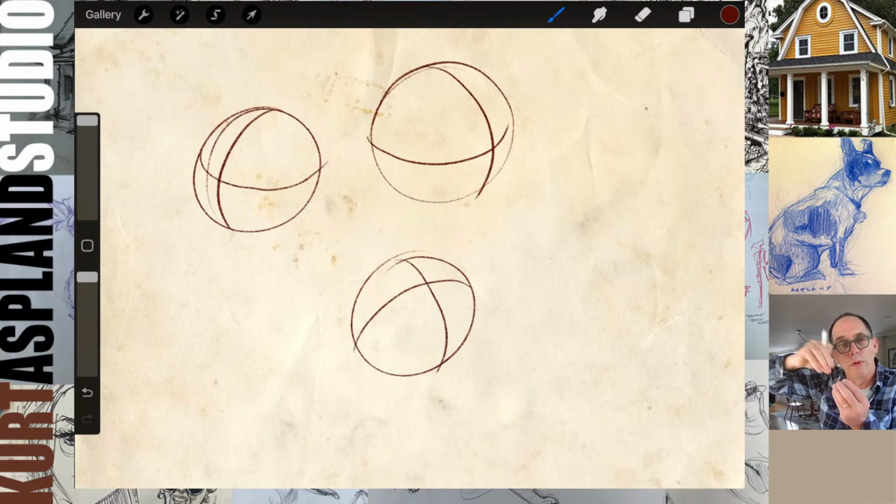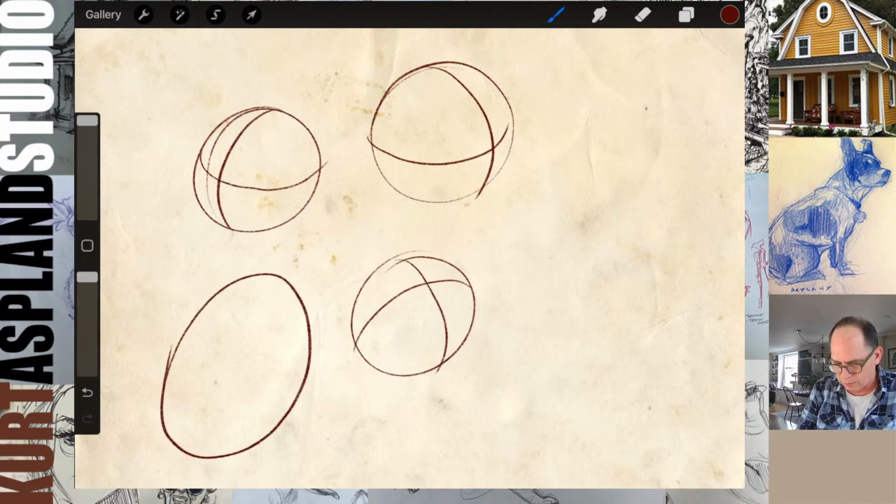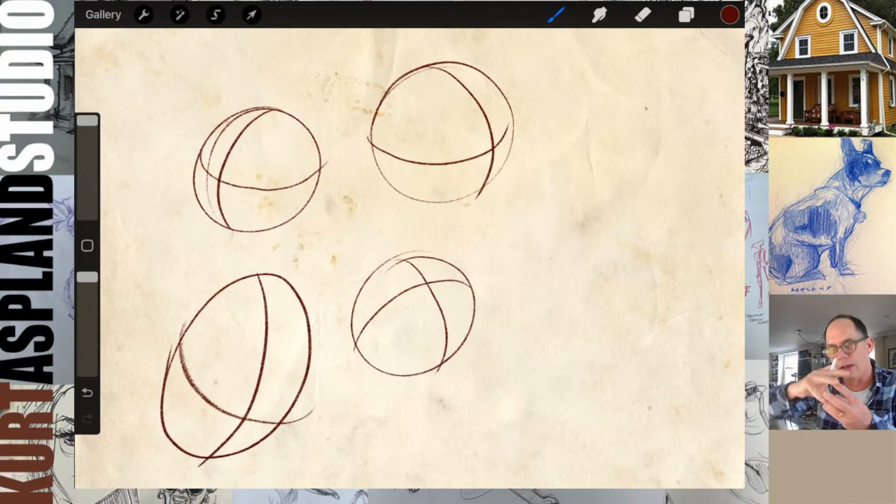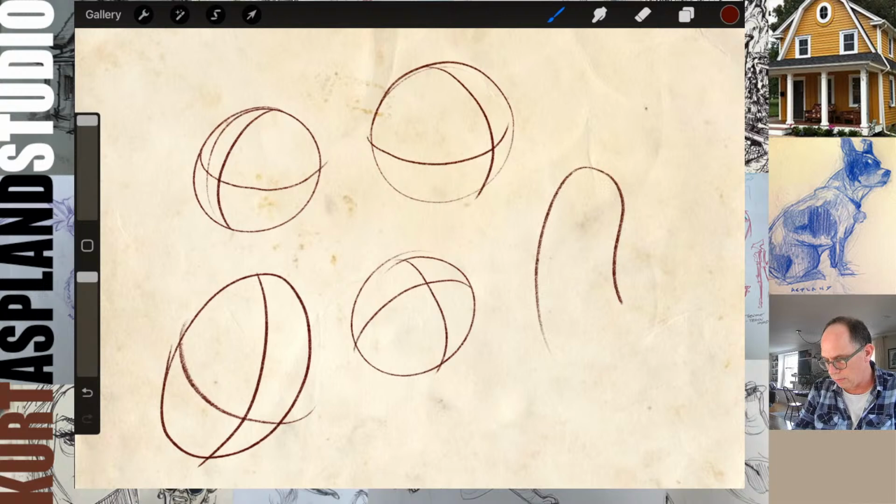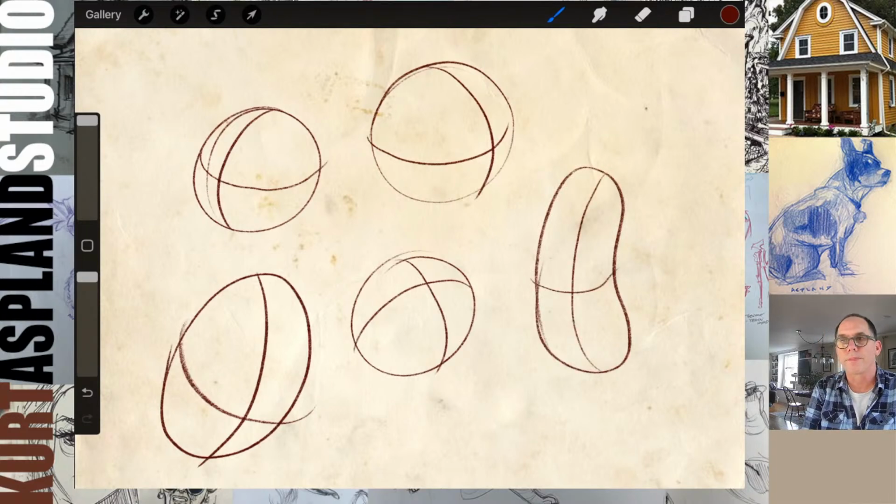You could take this sphere and imagine it was malleable. You might draw something like this. You see, I've kind of stretched it a little bit, and if I really stretched it, you might end up with something like this. So this is the first step. You really need to be able to take a sphere and mold it and shift it.